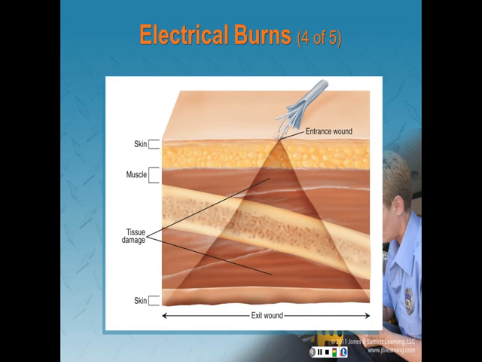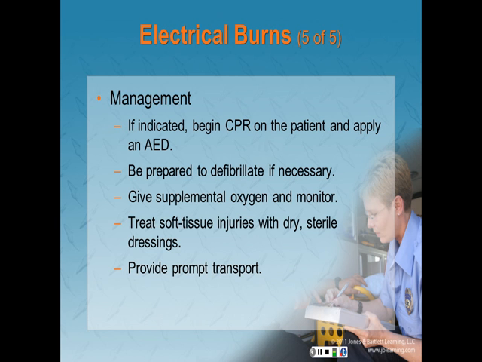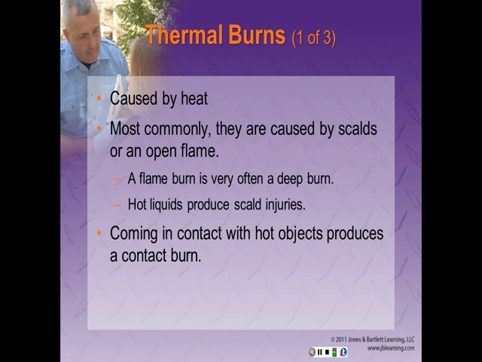Electrical burn management. Electrical current can cross the chest and cause cardiac arrest or arrhythmias. If indicated, begin CPR on the patient and apply the AED. You should be prepared to defibrillate if necessary. Give supplemental oxygen and monitor the patient closely for respiratory and cardiac arrest. Treat the soft tissue injuries by applying dry sterile dressing on all burn wounds and splinting suspected fractures. Provide prompt transport.